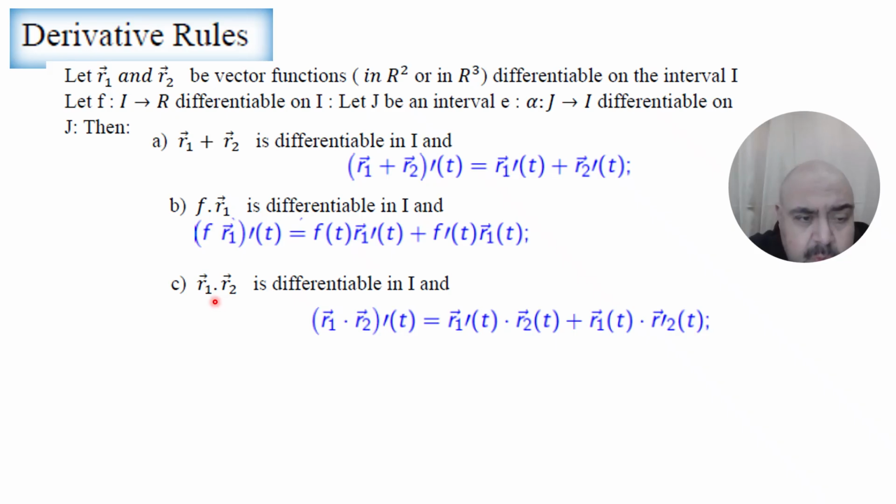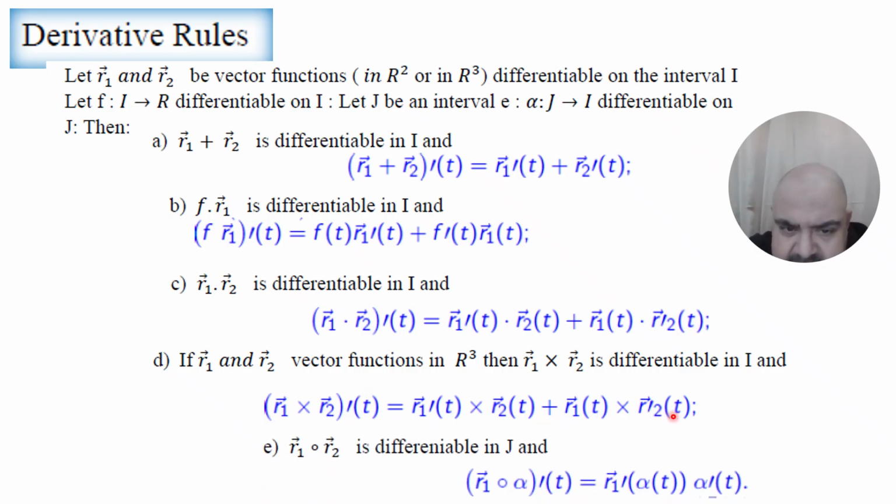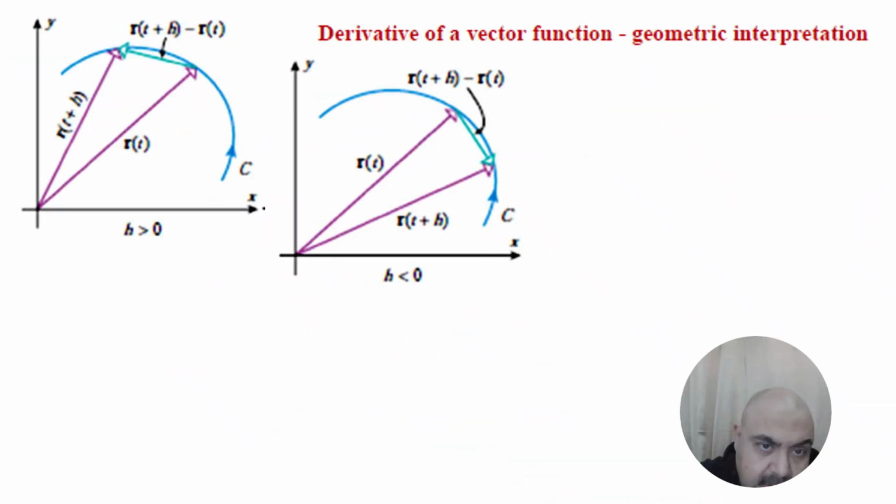If you have two vector functions multiplied by each other, it's going to be the derivative of the first times the second plus the derivative of the second times the first, as usual. Even in cross multiplication, it is exactly the same. And if you have a composite function, then the differentiation is the derivative of the outer function times the derivative of the inner function, as we will see with coming examples, inshallah.